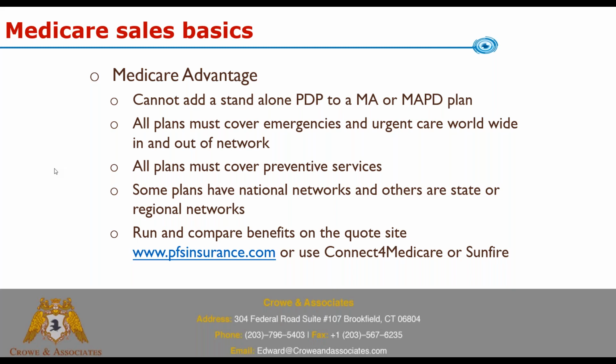Again, we get a lot of calls from people saying, what plans look good in this state, or what plan's good here. You can run those with us. You've got the quote and comparison site on the pfsinsurance.com website, so you can run and compare these plans there just using a zip code. Or you can also run and compare plans on Connect for Medicare, Connecture I call it, because that's the company, or Sunfire. You have access to all three of those at no cost with us. You would just need usernames and passwords, and you'd have to have a contract with us for at least a carrier.